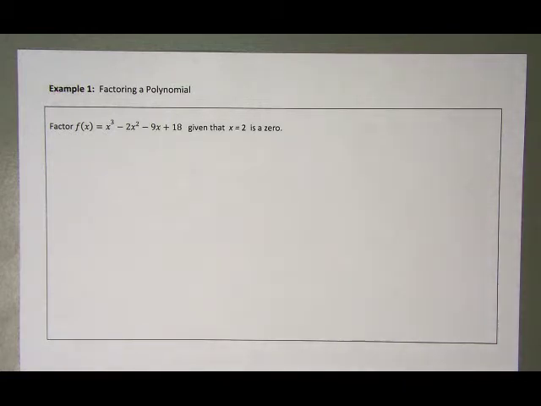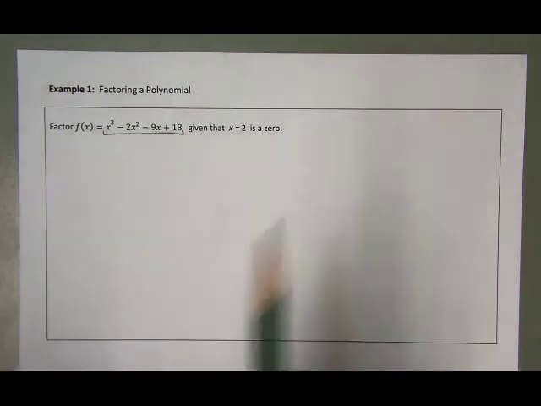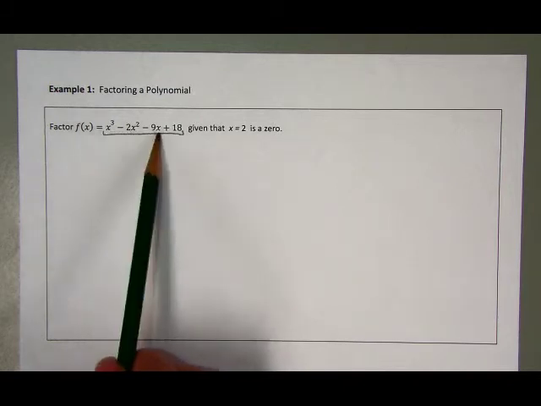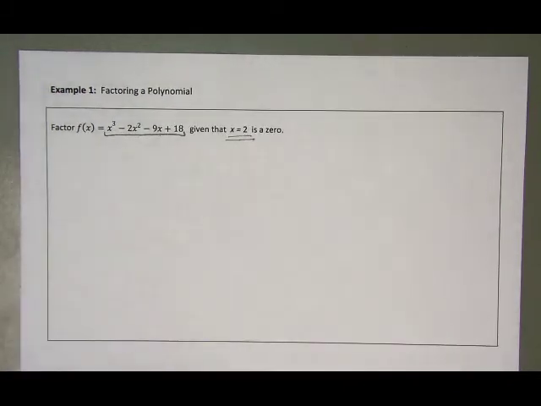So let's look at example 1. Factor this cubic function given that x equals 2 is a 0. That's what's being asked in example 1. So you're given a cubic. That cubic happens to be in standard form and all values are represented. And you're given the fact that x equals 2 is a 0.